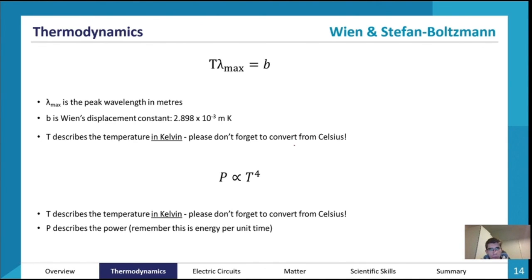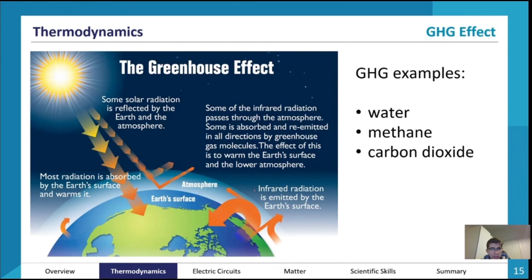You might need to know this equation. It's the Wien and Stefan-Boltzmann equation, where lambda max is the peak wavelength in meters, b is Wien's displacement constant, T describes the temperature in Kelvin, and it just shows that the power, or energy per unit of time, is directly proportional to temperature, and it makes sense.